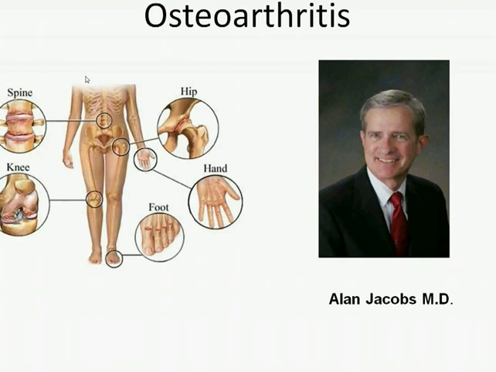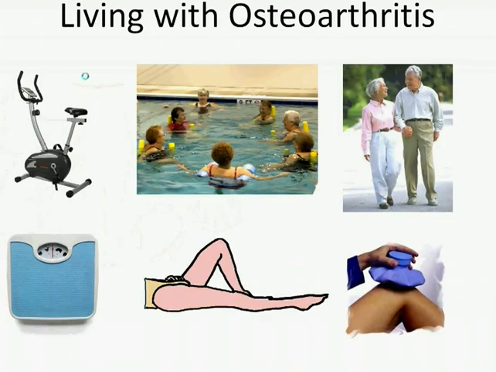Osteoarthritis is a degenerative process of the joints and spine that leads to loss of joint cartilage, and it may affect any joint in the body. It is a permanent condition that causes pain when a joint is moved. This is Dr. Alan Jacobs.